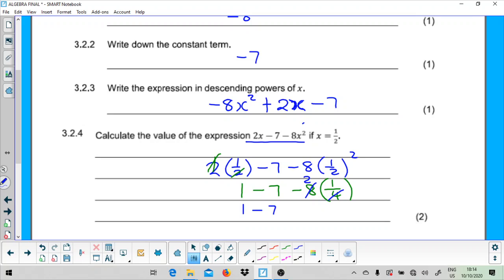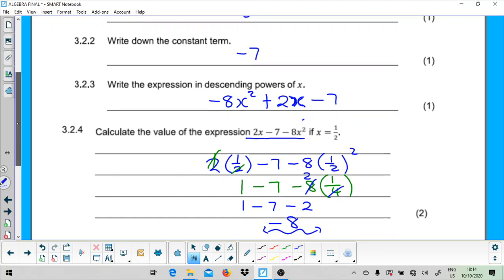What are the numbers left? So minus 2 times 1 will become negative 2. So here we are left with just 1 minus 7, which will be negative 6. So negative 6 minus 2 will be negative 8 as your final answer. So that is precisely what I was hoping you would do for this one. I hope you got it right when you tried it.